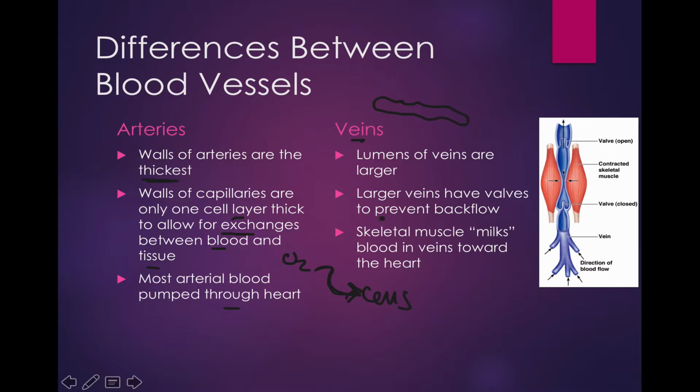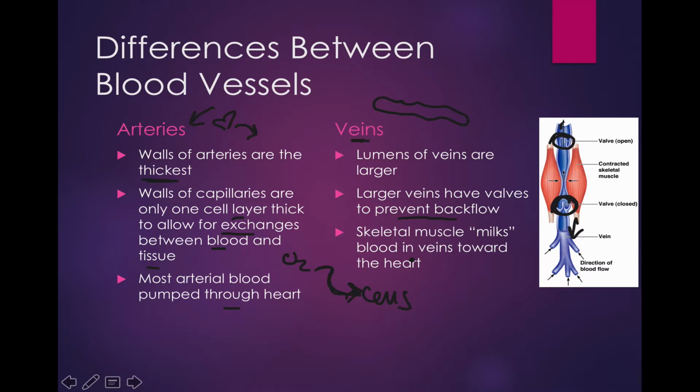They have valves that prevent backflow of blood. So if you look here, this would be an open valve, but this would be a closed valve. Because veins aren't controlled by the heart pumping, remember, arteries are going to always have a pressurized system because the heart is going to be pumping blood in a one-way direction. Veins don't have that luxury, so they're going to have these valves that will open and close to prevent blood from going the wrong way.